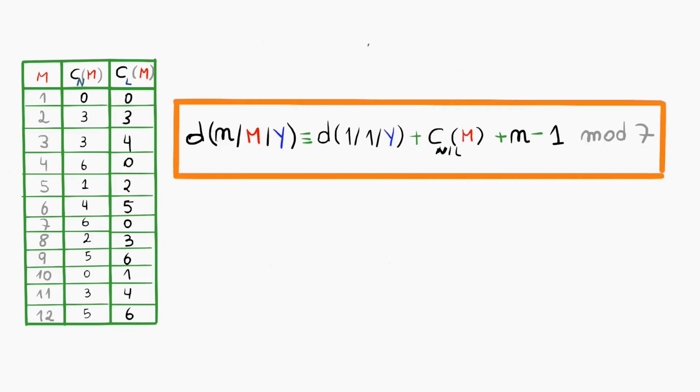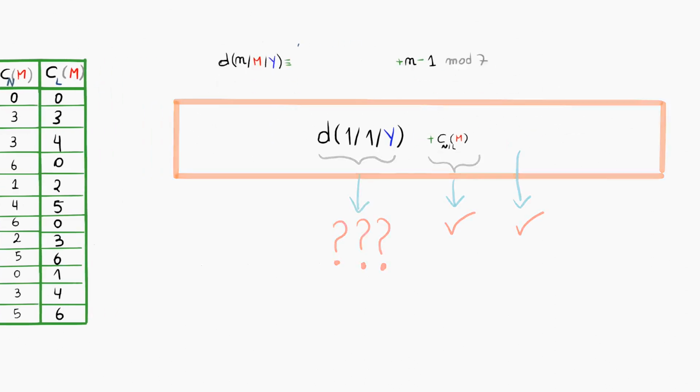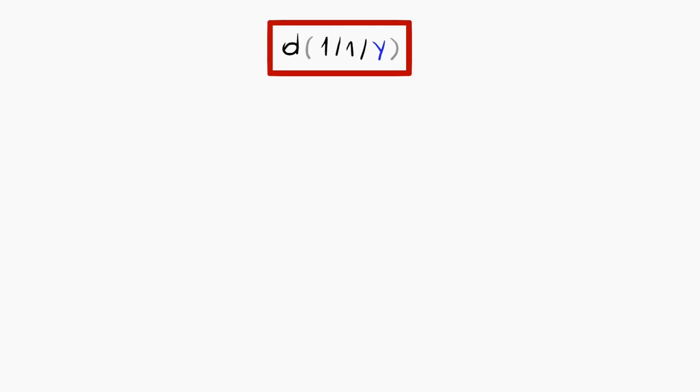We are getting closer little by little. The day of the week of the nth day of month M and year Y depends on the corresponding nth day, which is known once the date is given, of course. It also depends on the value C of M, which is also known by looking at the table. However, we still need to know how to obtain the first day of January of the corresponding year. Our goal now is to find out the day of the week on January 1st of any given year.